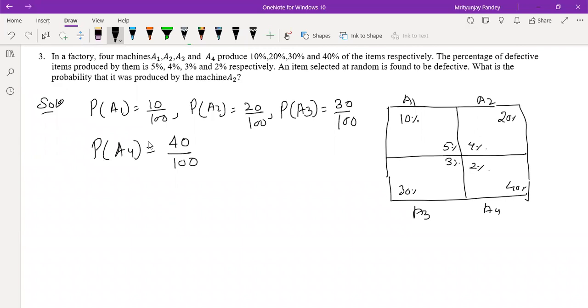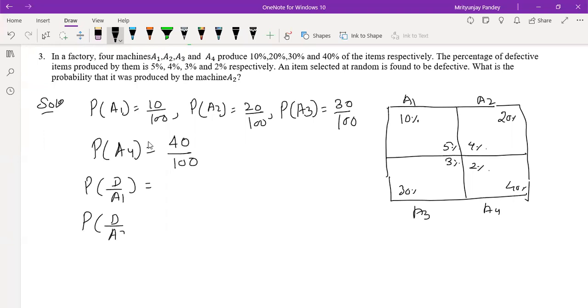तो ये 5% को मैथमेटिकली कैसे लिखें? P of what? Sentence wise 5% क्या है? 5% is the percentage of defective items from A1, D upon A1. इन सेंटेंस इसको रीड कर सकते हो. P of D by A1 means what? इसको सेंटेंस में क्या रीड करेंगे? Probability of defective components or items from machine A1.